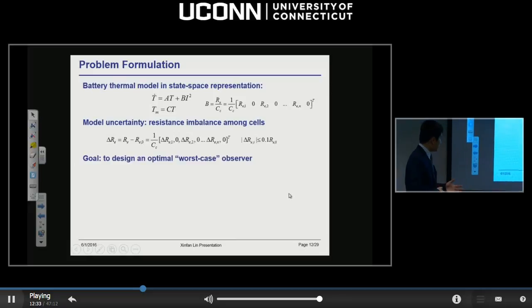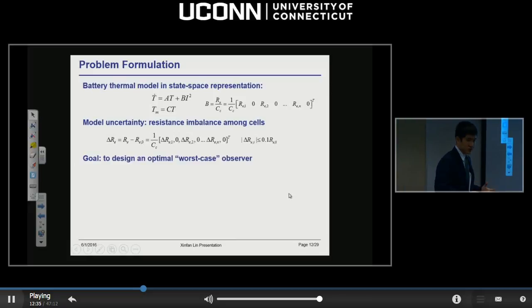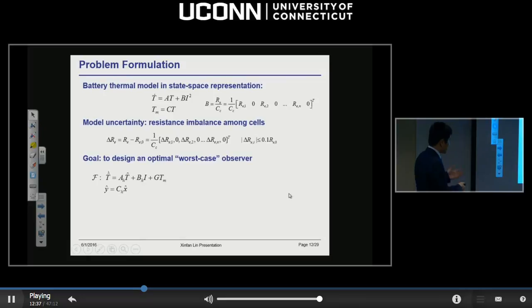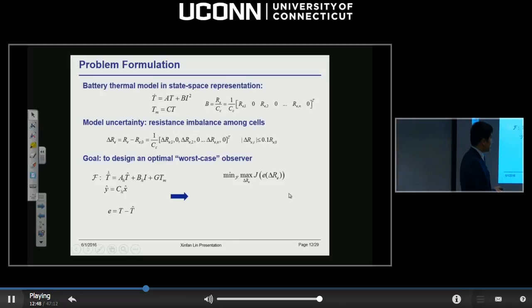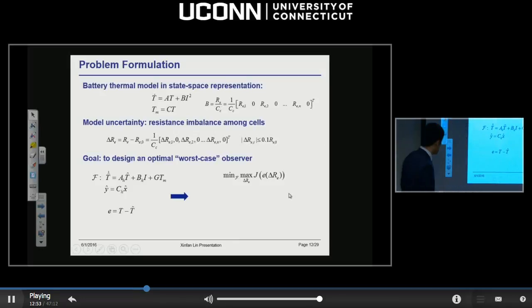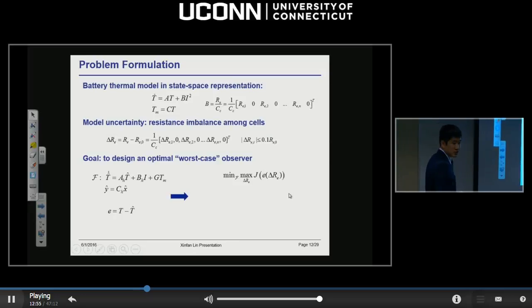So then the goal here is to design an optimal worst-case observer. Specifically, we design the observer, for example, in this form. Because we have model uncertainty in here, it is inevitable that we will have some estimation error, T minus T hat. And so the goal here is to minimize the estimation error related cost function J. What is x hat? I suppose it's T hat, right? Oh, sorry, T hat, yeah. Oh, yeah, sorry, this is a typo there. This should be TM hat and T hat.